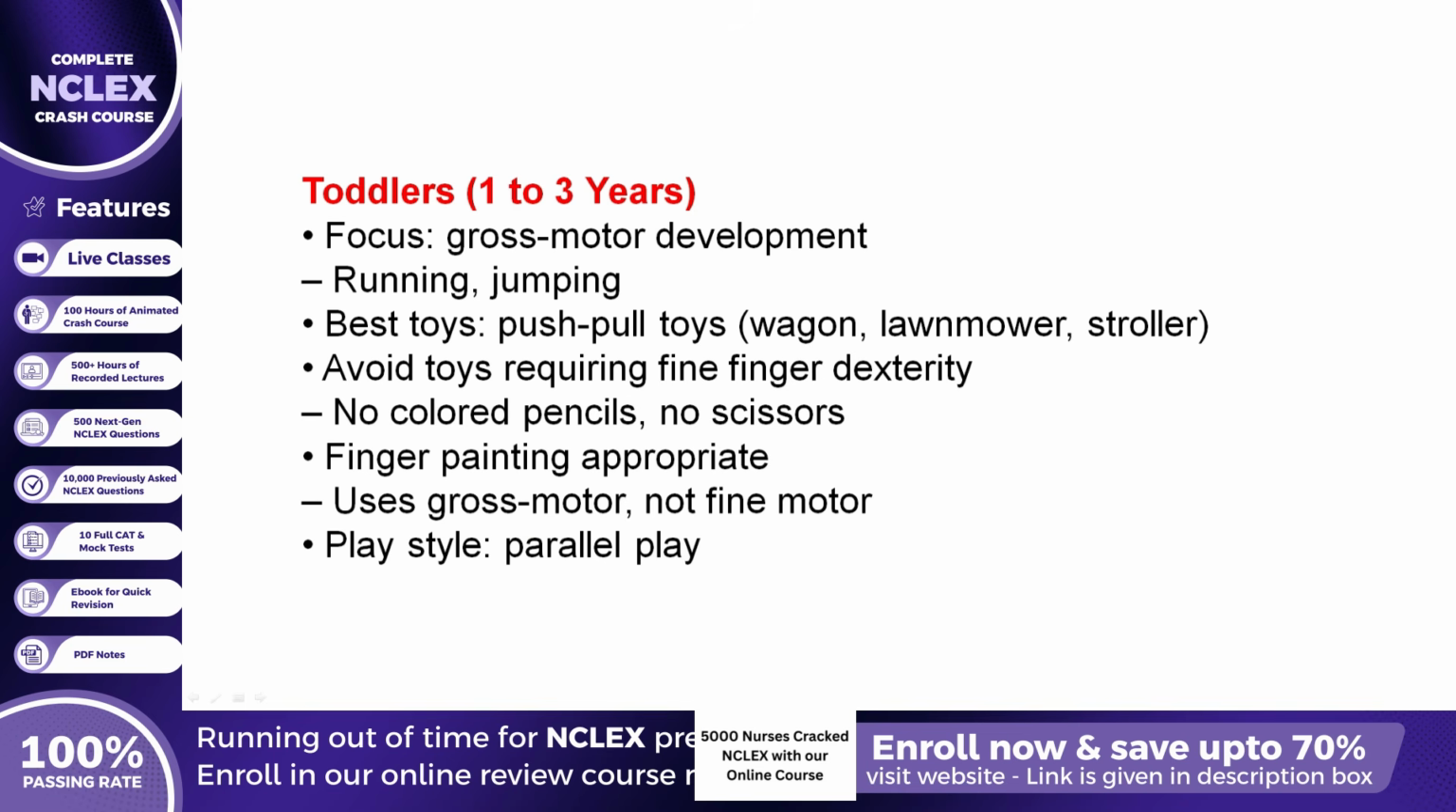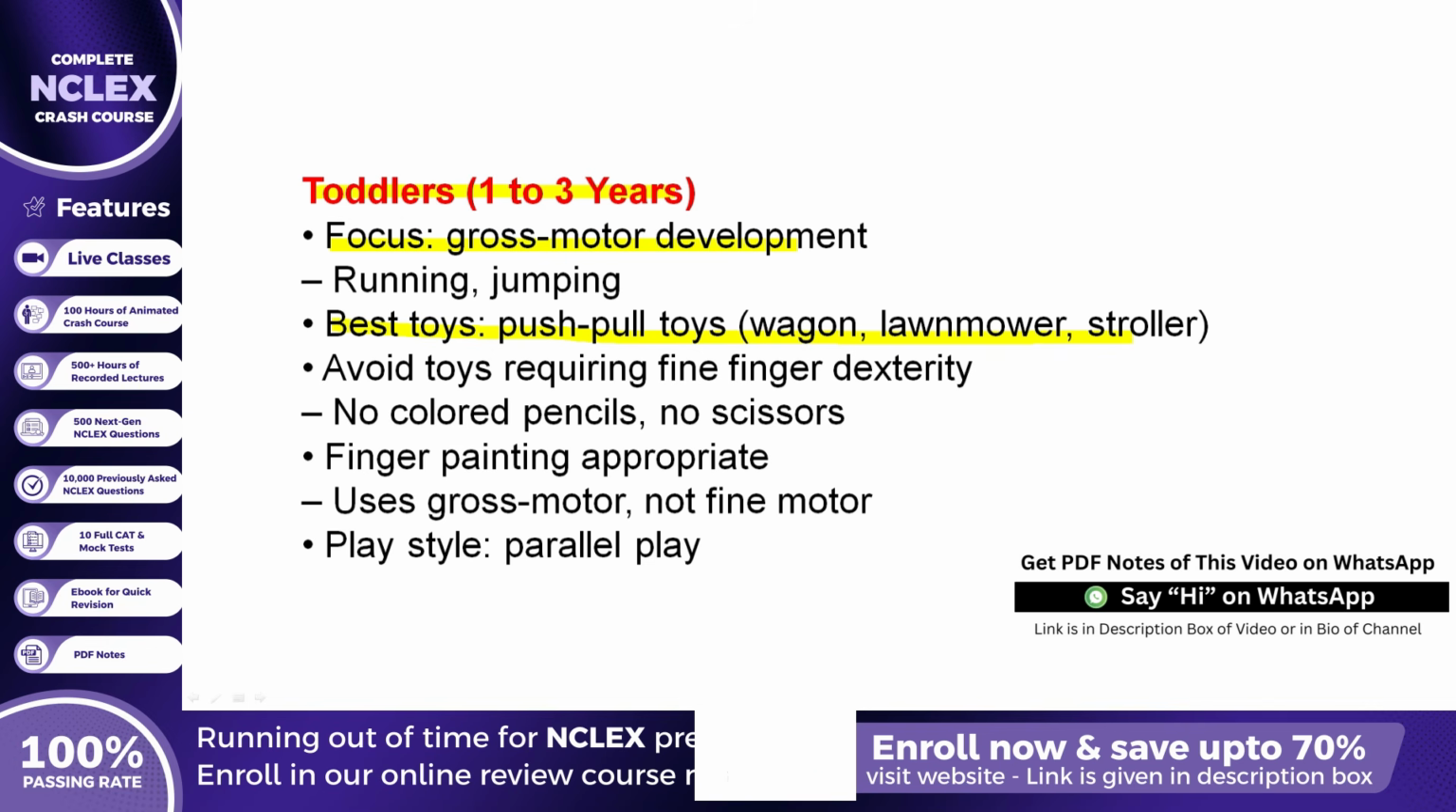Now, as we shift into the toddler years, from 1 to 3 years old, the major focus is on gross motor development, which includes skills like running and jumping. Because of this, the best toys for toddlers are push-pull toys, such as a wagon, a lawnmower toy, or even a small stroller. We avoid giving toddlers toys that require fine finger dexterity, meaning no colored pencils and no scissors. Finger painting, however, is very appropriate because it uses gross motor movements rather than fine motor skills.